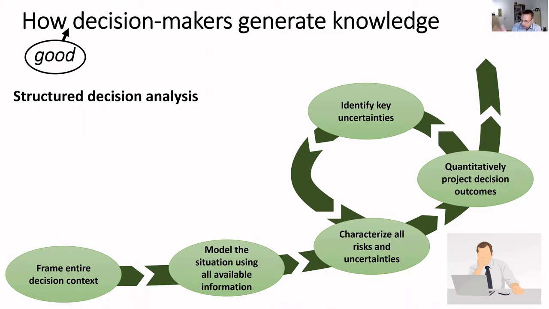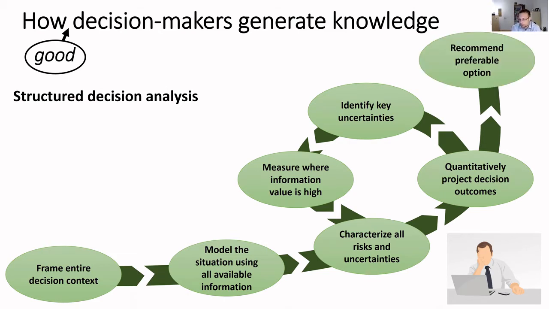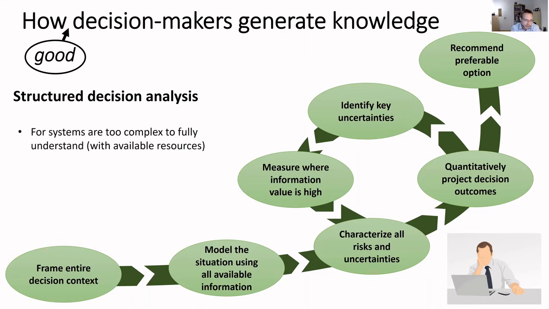Sometimes this already is enough and we can already separate the options and it's clear what's preferable, but quite often we have to then move on and identify key uncertainties that keep us from making a clear recommendation. And once we have these uncertainties objectively determined from such an analysis, we can measure where the so-called information value is high, fill decision critical knowledge gaps, and then cycle through this loop a few times until we're confident that we can recommend a preferable option. Yeah, so this recommendation is the objective of this whole process.